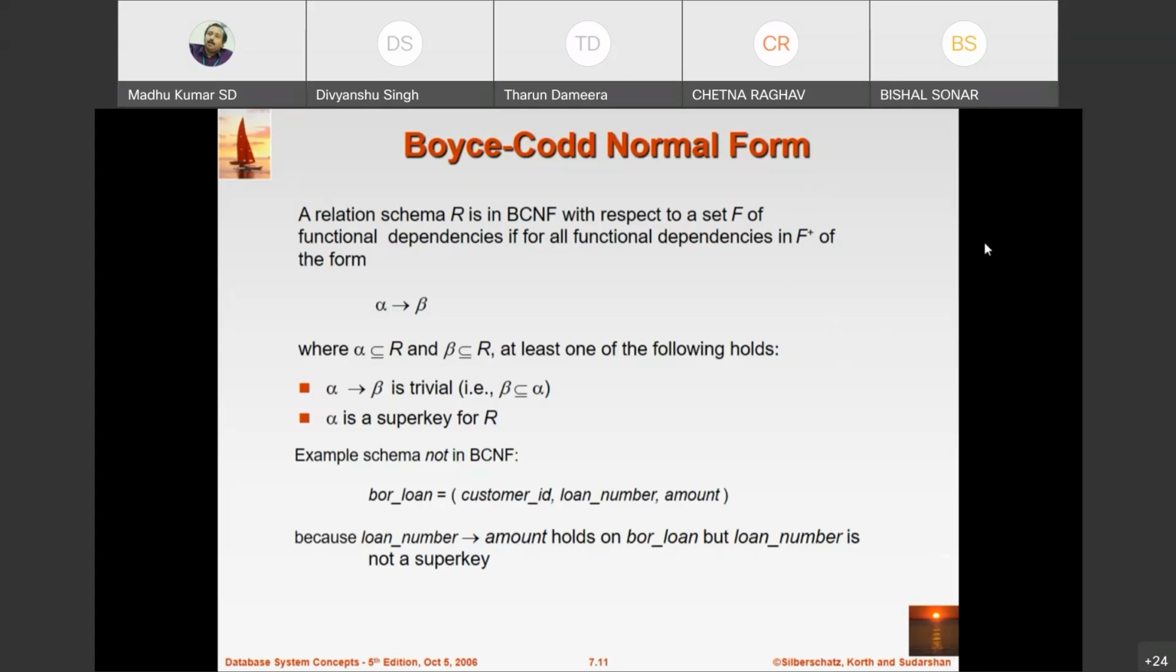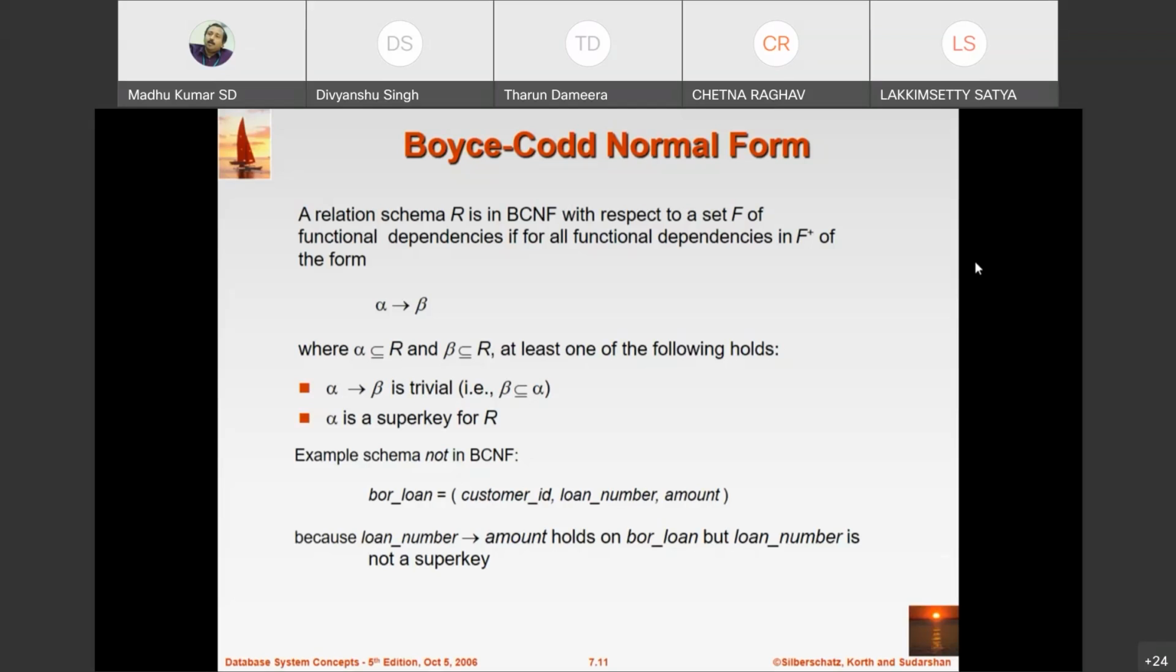Yes, sir. Can you just tell the condition for a relation to be in BCNF by reading the points in this slide? In a given functional dependency, alpha determines beta, it has to be either trivial or alpha has to be a super key for the given relation, sir. Either trivial or a super key. Okay.